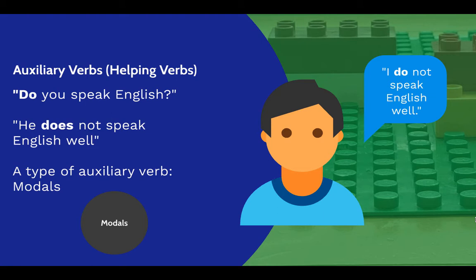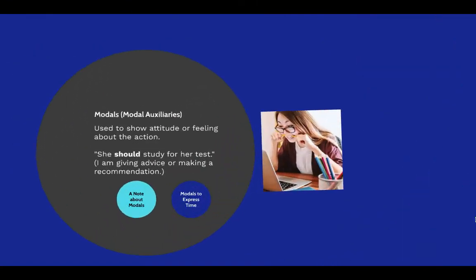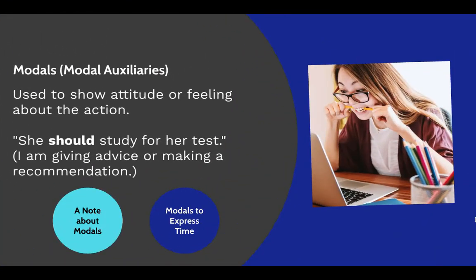This word is often used before a main verb. It is also used to create questions in English. For example, do you speak English? Another type of auxiliary verb or helping verb is the modal. Modals are used before a verb to show a person's attitude or feeling about the action in the sentence.